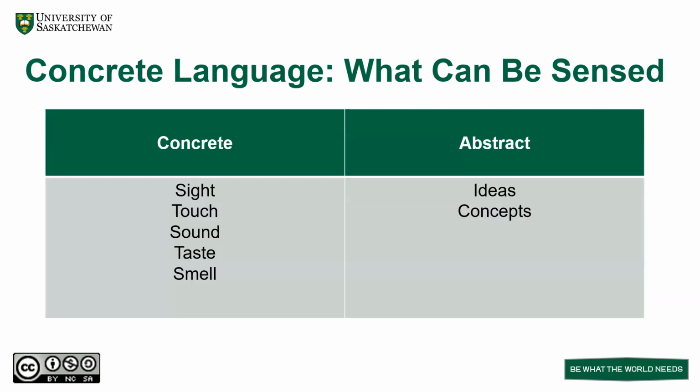So again, concrete language is all about what can be sensed through sight, touch, sound, taste, smell, whereas more abstract language centers on ideas and concepts. And often in academia, we become very comfortable operating in the abstract, but sometimes it's to the detriment of our writing, because we sometimes forget to connect these abstract concepts to things that can be more readily sensed or perceived.